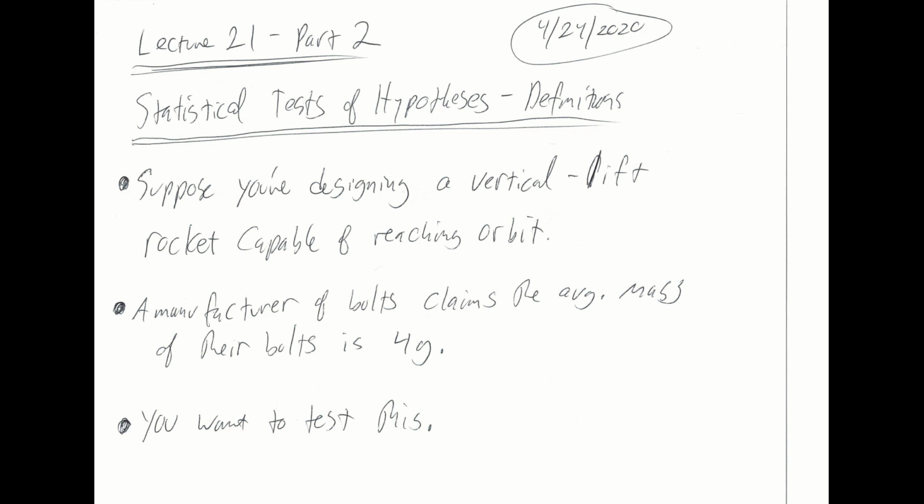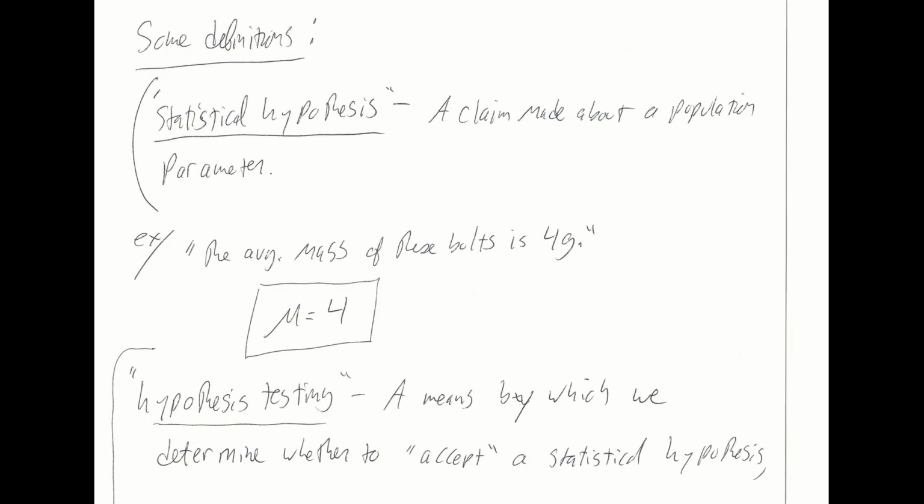So suppose you are designing a vertical lift rocket capable of reaching orbit from the surface of the Earth. You have to be thrifty with mass because it's hard to get mass off the planet, as we've talked about. A supplier of bolts, or some other kind of basic component, is claiming that the average mass of their bolts is 4 grams. You do not wish to take them on faith. Instead, you would like to test this. So you want to do your own quality control on these components that you're obtaining from a contractor or a supplier.